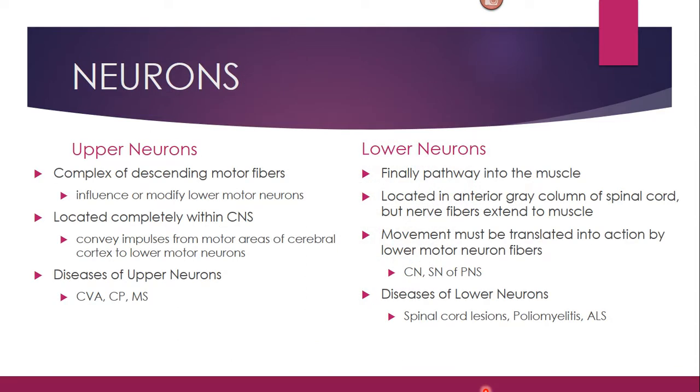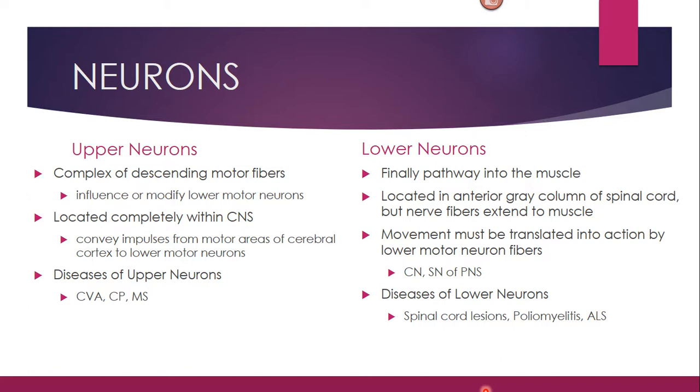So we have upper and lower neurons. The upper neurons are a complex of descending motor fibers which influence or modify the lower motor neurons. They're located completely in the central nervous system. They convey impulses from motor areas of the cerebral cortex to lower motor neurons. And if there is a problem with the upper neurons, typically what we see is a patient who's had a stroke, a CVA, cerebral palsy, or multiple sclerosis, MS.